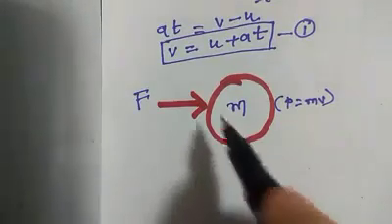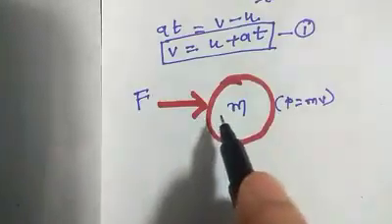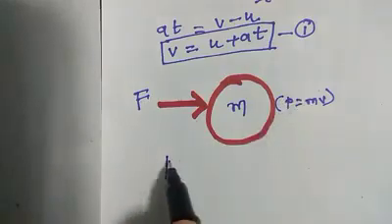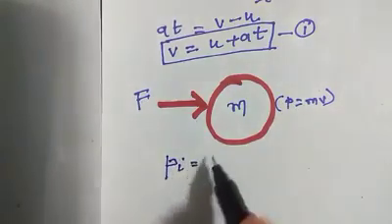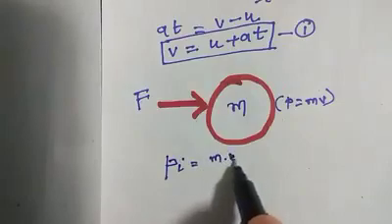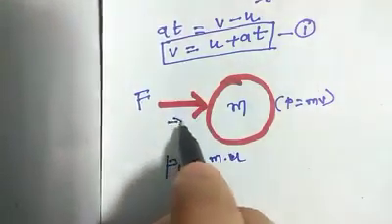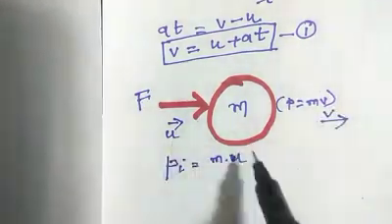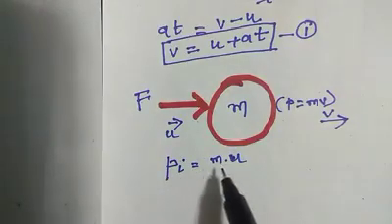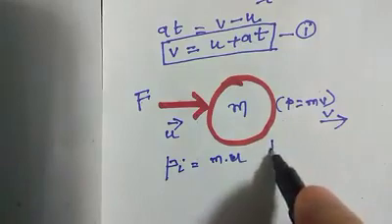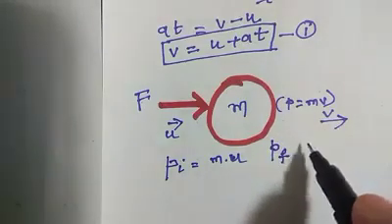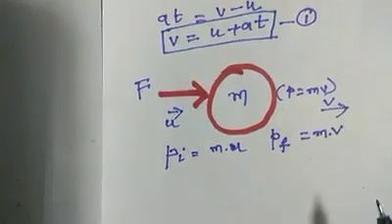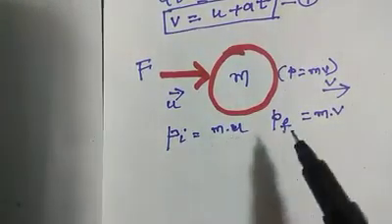So let us say that this object is being applied with a force F, and what we get is an initial momentum. So we write P initial equals mu, because initially this is moving at a velocity of u, and finally this is moving at a velocity of v. So this is the initial, this is the final. We also write here P final, the final momentum, which is mass times the velocity v, which is this part. Now, this is the initial momentum and this is the final momentum.